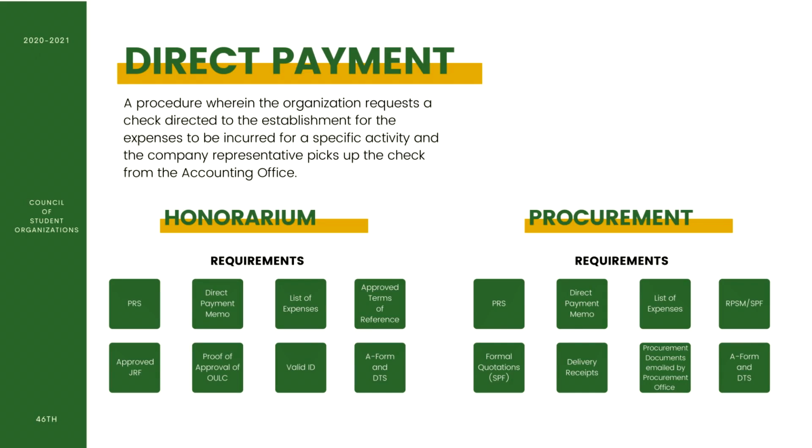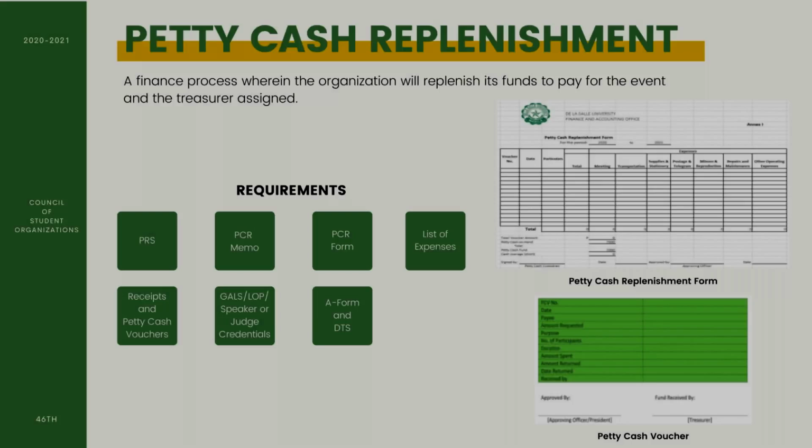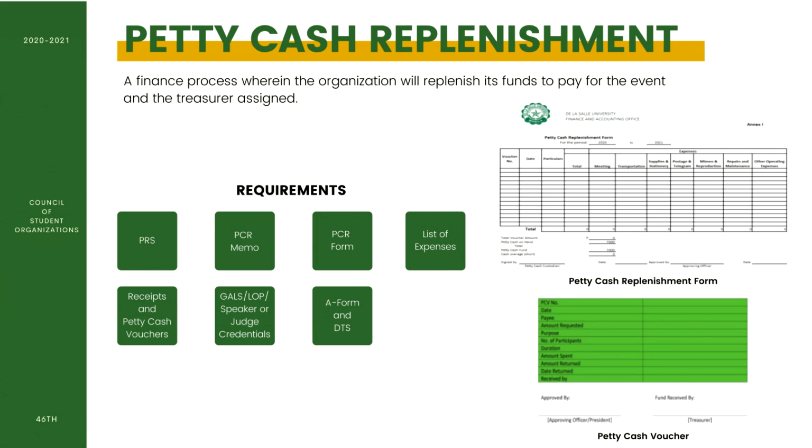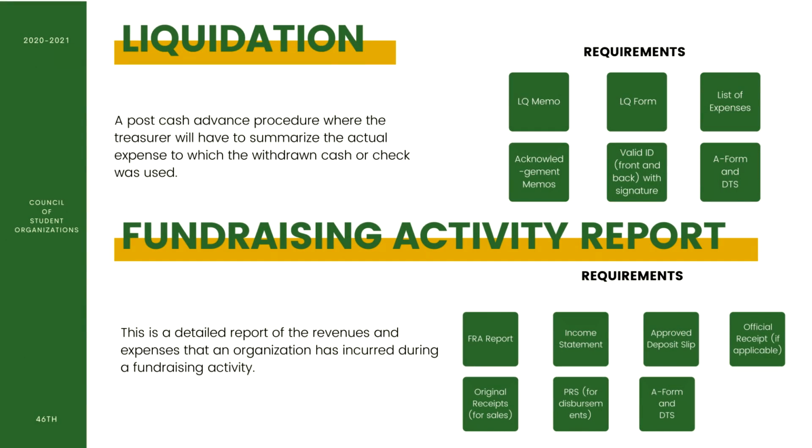Direct payment is a procedure wherein the organization requests a check directed to the establishment for the expenses to be incurred for a specific activity, and the company representative picks up the check from the accounting office. Petty cash replenishment is a finance process wherein the organization will replenish its funds to pay for the event and the treasurer assigned. Liquidation is a post-cash advance procedure where the treasurer will have to summarize the actual expense to which the withdrawn cash or check was used.